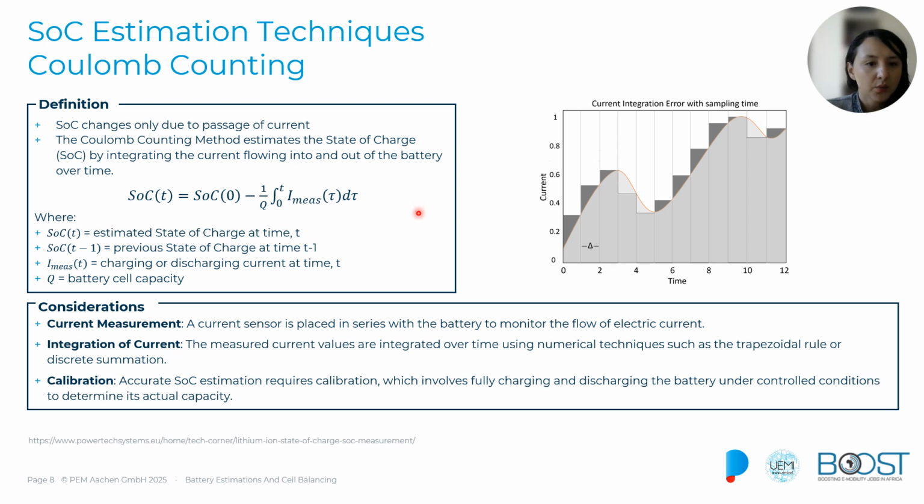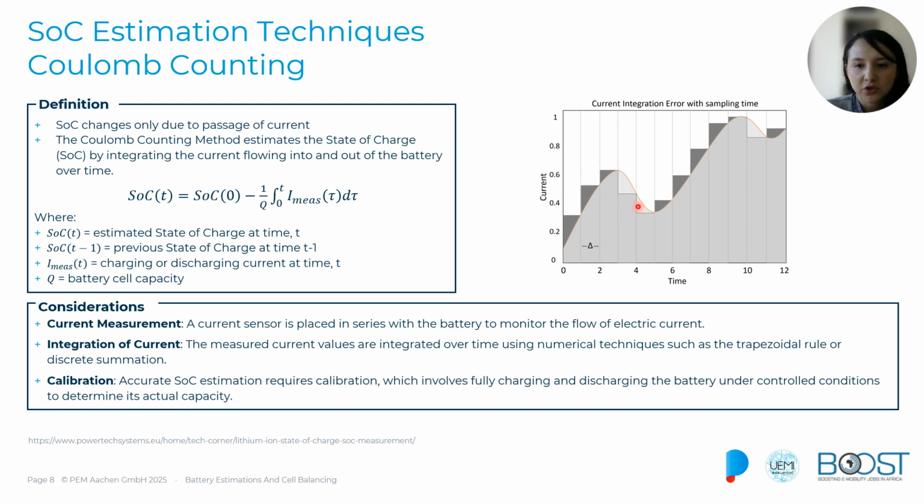The Coulomb counting method is implemented with several processes, but to summarize it, basically we start with the measurement of the current, and we have a current sensor that is placed in series with the battery, and that will continuously measure the charge and the discharge currents of the battery. Then we use numerical techniques to calculate the integral of the current over time.